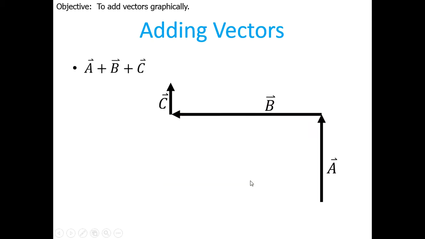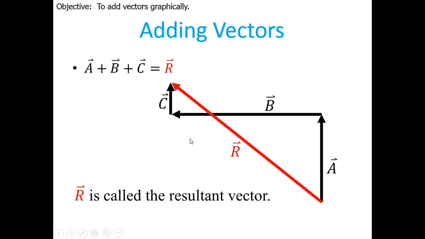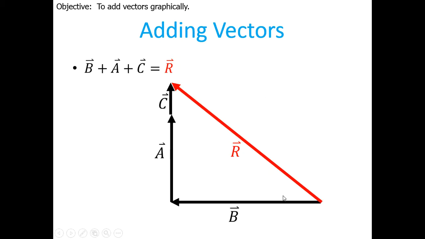Well, this new red line has its own magnitude and its own direction based on the drawing here. So I can start with vector A here and go straight up, go over with vector B, and then straight up with vector C, and if I add all three of these together, I'm going to get a resultant. The resultant is called R, and R is simply the result of adding all of these vectors together.